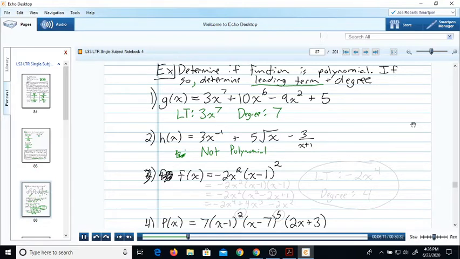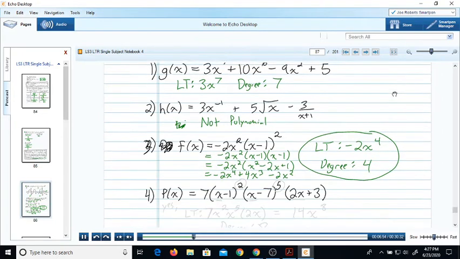Now number 3 is a polynomial. If we want, we can actually multiply this out. So let's go ahead and multiply this out. We got x minus 1 squared, which is x minus 1 times x minus 1. So when we multiply that out, that gets us x squared minus 2x plus 1, and then distribute accordingly. We get negative 2x to the 4th plus 4x cubed minus 2x squared. So in this example, our leading term is negative 2x to the 4th, and thus our degree is 4.